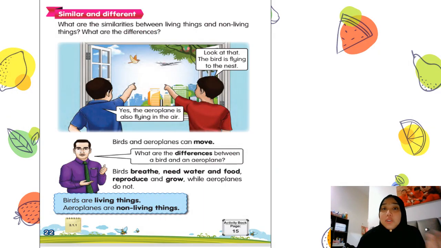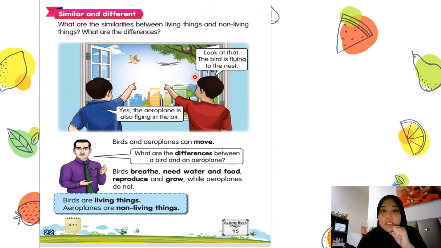Okay, yang seterusnya, bagaimana kita hendak membezakan antara benda hidup dan benda bukan hidup? What are the similarities between living things and non-living things, and what are the difference? Apakah persamaan antara benda hidup dan benda bukan hidup, dan apakah perbezaan? Persamaan maksudnya sama. Okay? Apa samanya? Okay? Perbezaan maksudnya apa bezanya? Apa yang ini ada, yang ini tak ada. Yang ini ada, yang ini pula tak ada. Okay? Itu maksud beza.